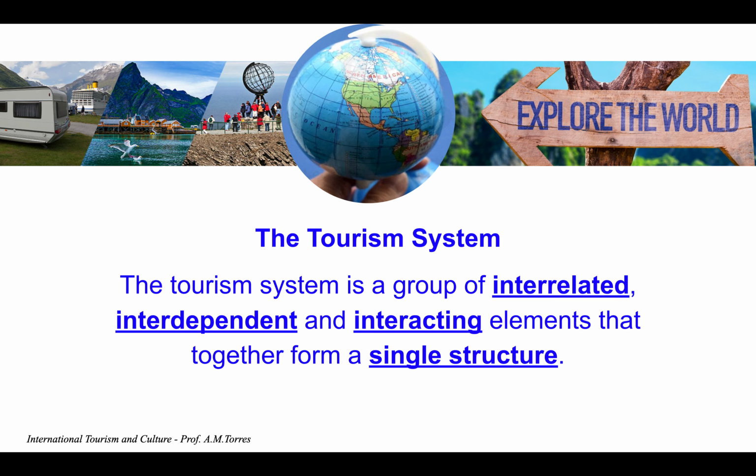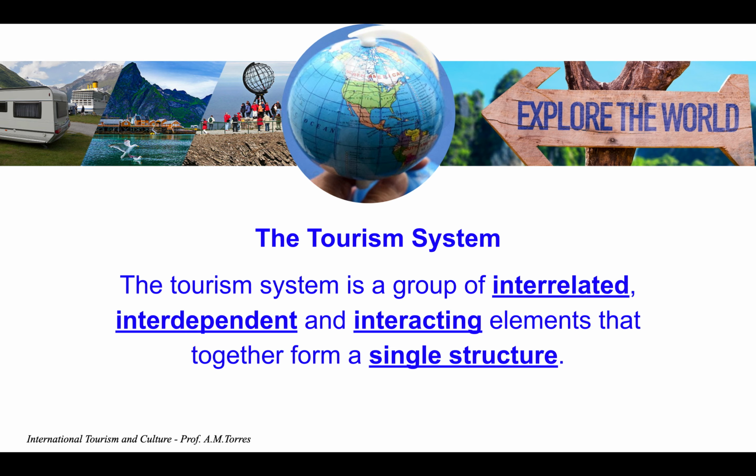And so, looking again at the definition of tourism system, it says here that it's a group of interrelated, interdependent, and interacting elements that together form a single structure. Now, let's take a look at the bold and underlined words for us to better understand the definition. When we say related, it means that it has a mutual or reciprocal relation.